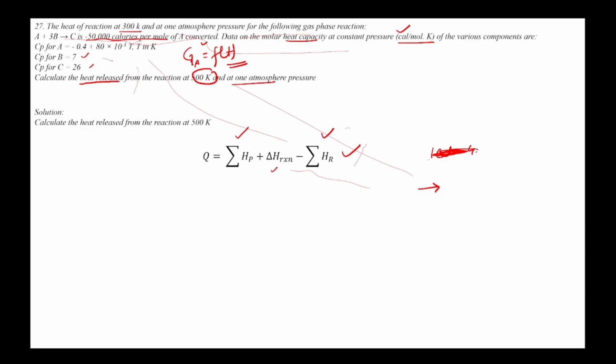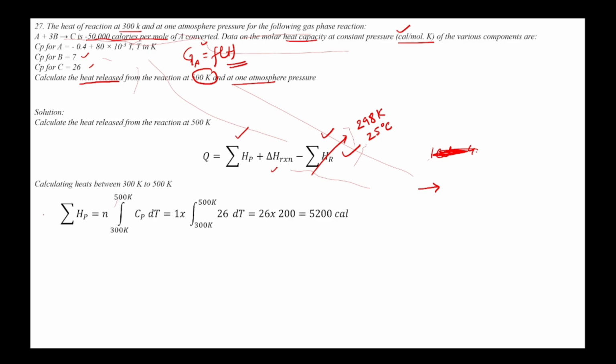which is minus 50,000. Very first thing, if the reactants are at 298 Kelvin or 25 degrees Celsius, this automatically becomes zero, but here they are not. So we'll solve one by one, calculating the heats between 300 to 500 Kelvin. First, we calculate for products, n Cp delta T. We have product only C, so n Cp delta T from 300 to 500, 26 dT. So this is the product heat.